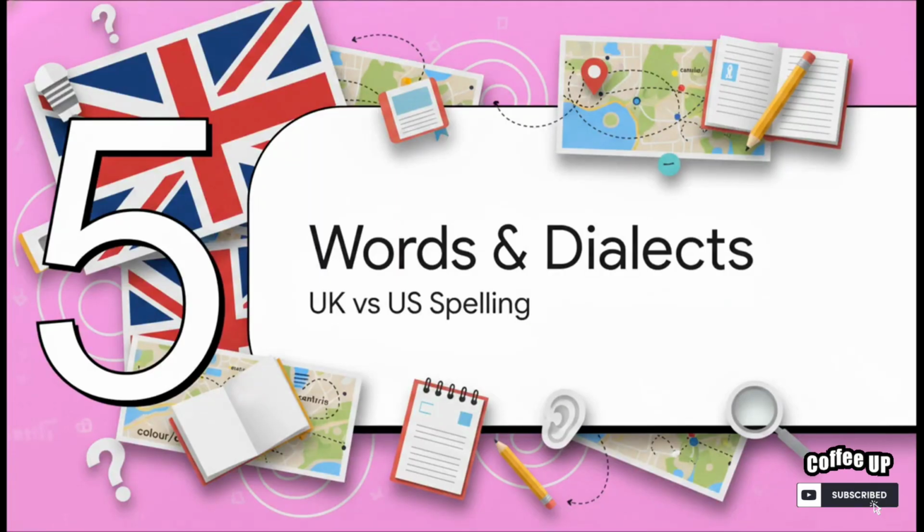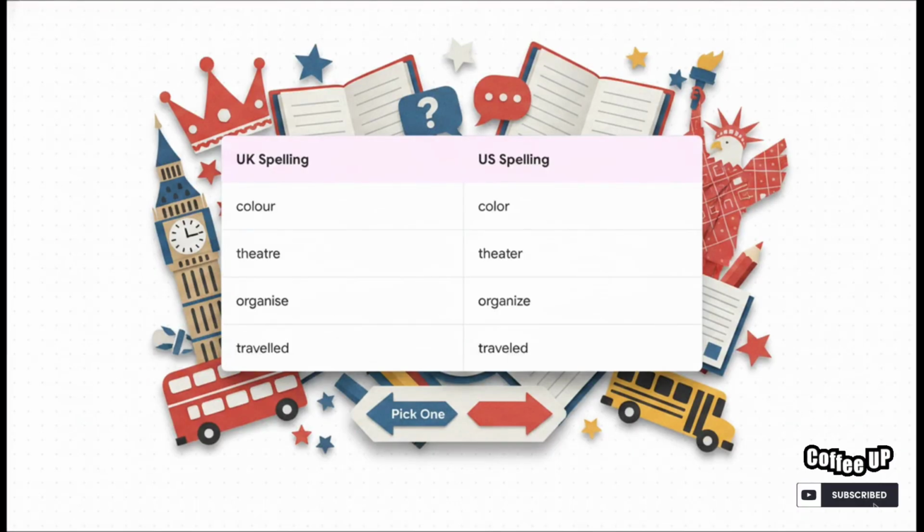Next up is Section 5, Tricky Words and Dialects. This is a massive point of confusion for a lot of test takers. Which version of English are you actually allowed to use? So, quick quiz for you. Should you spell color with or without a U?